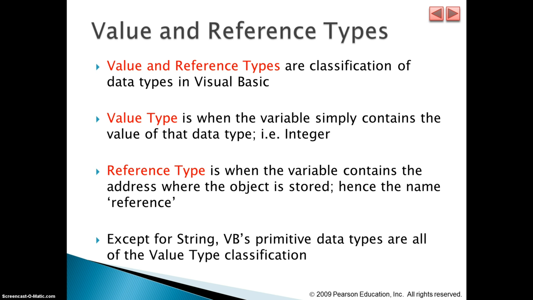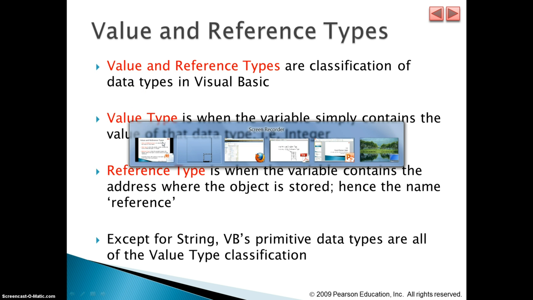So basically there are these two types of classification of data types in VB. You have a value type, which is when the variable simply contains the value of that data type, like an integer. Reference type is when the variable contains the address where the object is stored, hence the name reference. Now I'm going to show you a little diagram at this point to illustrate this. Hopefully the picture will help.